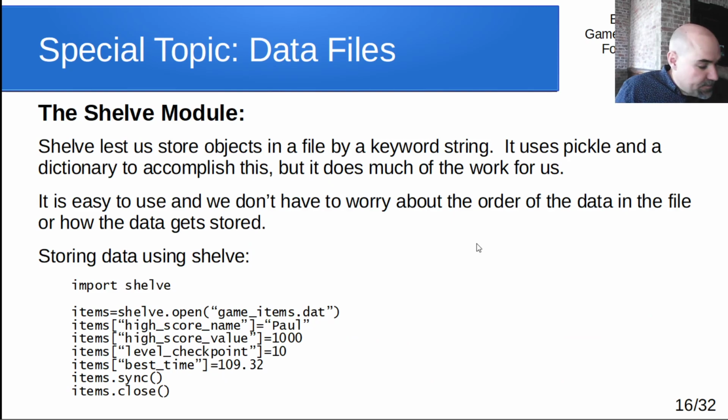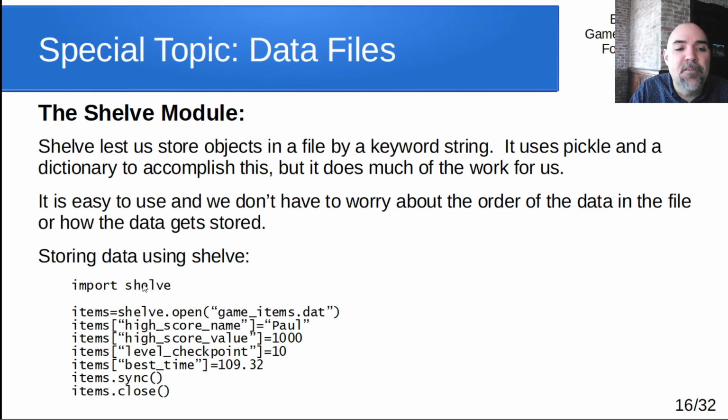Okay, now, this is something that's really cool and really easy to use in Python that works with the Pickle module called the shelve module. Shelve lets us store objects in a file by using keyword strings without us having to do it ourselves. Behind the scenes, it uses Pickle and a dictionary, and it does all of the work for us. But notice it's really easy for us to use it. So let's look at how we'd store data in it.